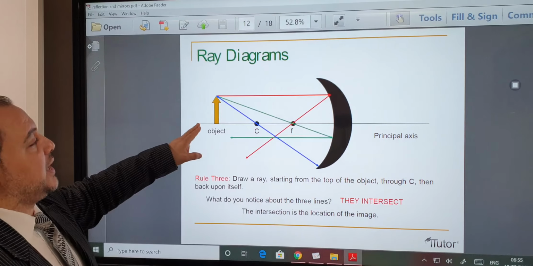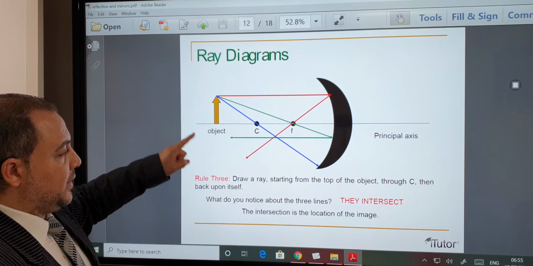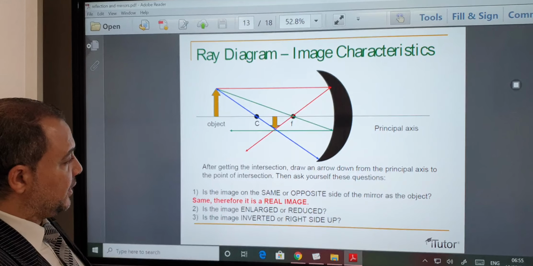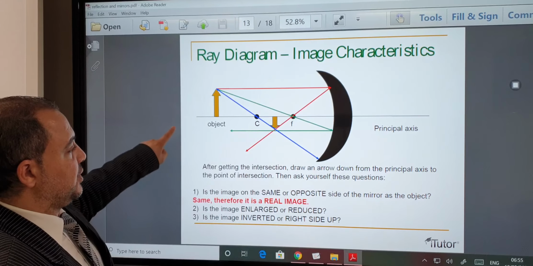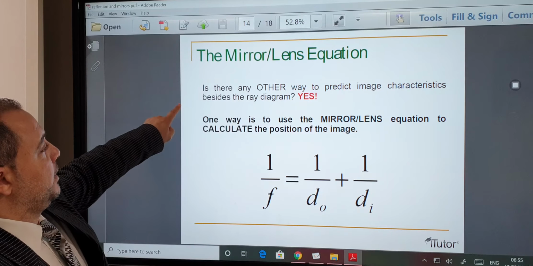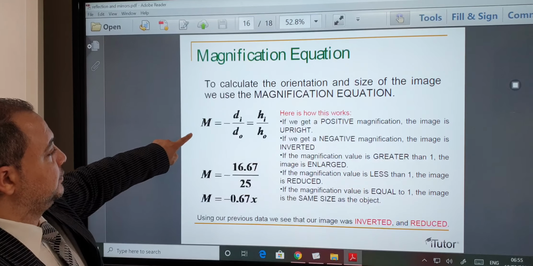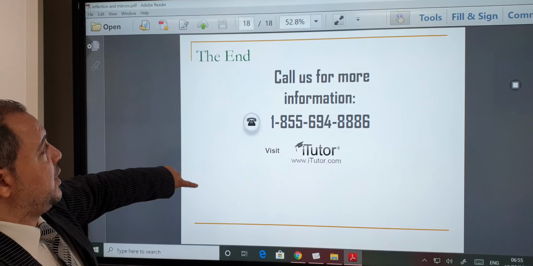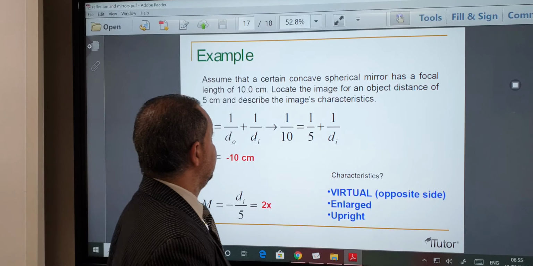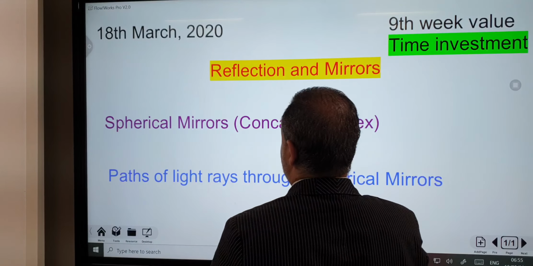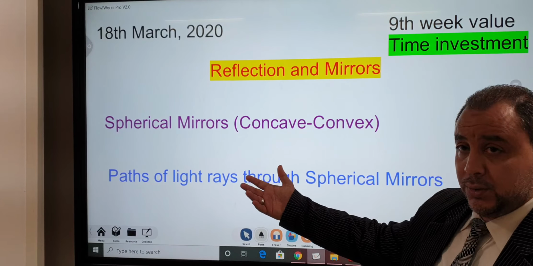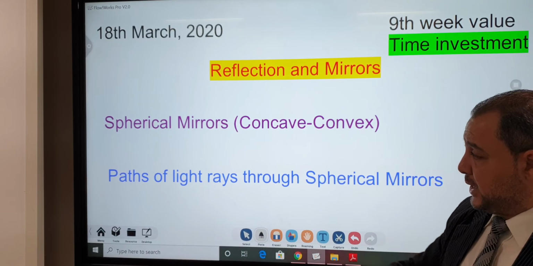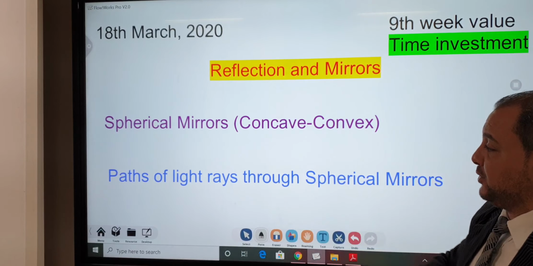After that, this is another ray, with the same intersection. So they are studied. Understand? Okay. So we studied spherical mirrors, the difference between concave and convex mirrors, and the paths of light rays through spherical mirrors.